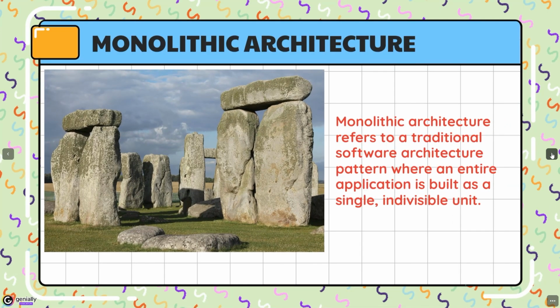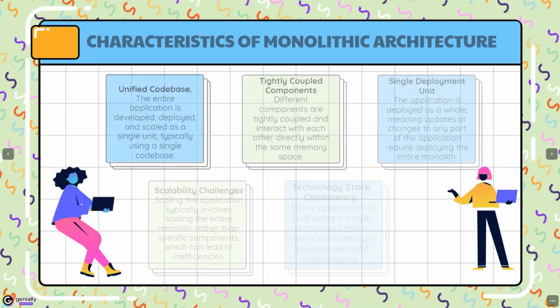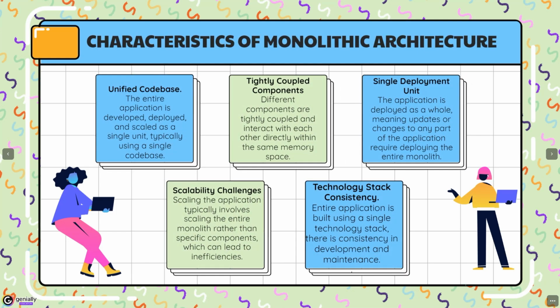So, if we take a look at monolithic architecture, think of monolithic architecture as building an application from one solid block. All parts of the app are tightly connected and run together on a single platform. It's great for smaller projects where you need something simple and quick to develop. Let's take a look at characteristics of monolithic architecture.